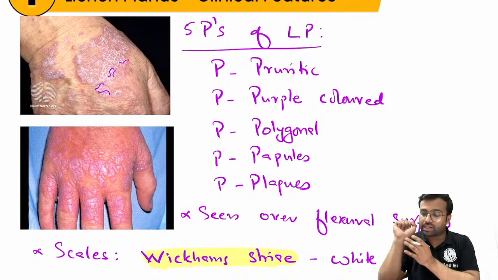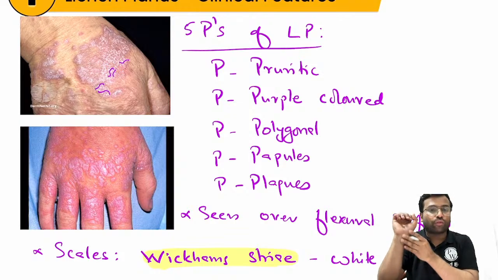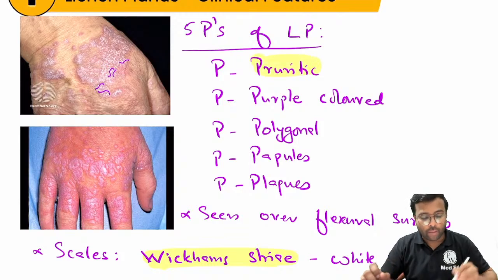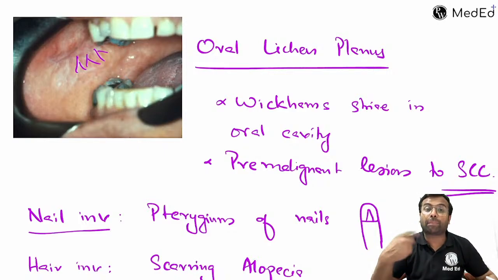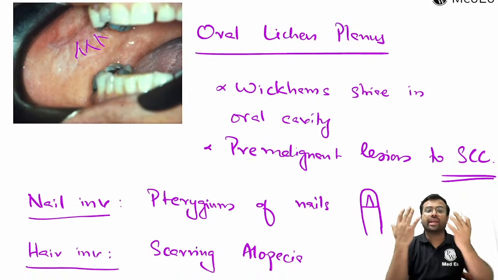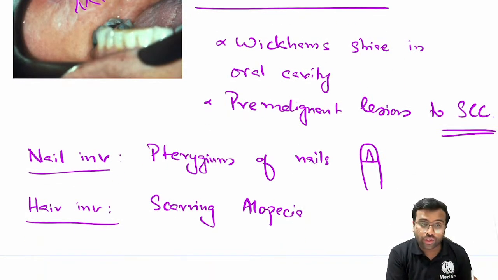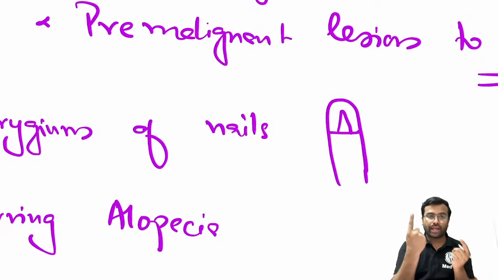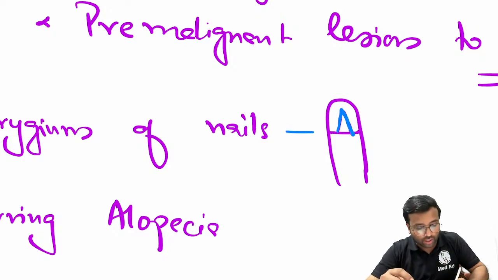Also mention that it is commonly seen over the flexural surfaces. This is going to be very itchy, that is why I mentioned that this is going to be pruritic. And then also please mention about the oral lichen planus, where this is going to be pre-malignant to squamous cell carcinoma. In the nails, there are many other findings. If you want me to write it down, I can write it down as well, along with pterygium. Pterygium, please repeat. Yeah, pterygium means in the nails, you can see that there is a wing shaped extension over the nails. This one is called pterygium.